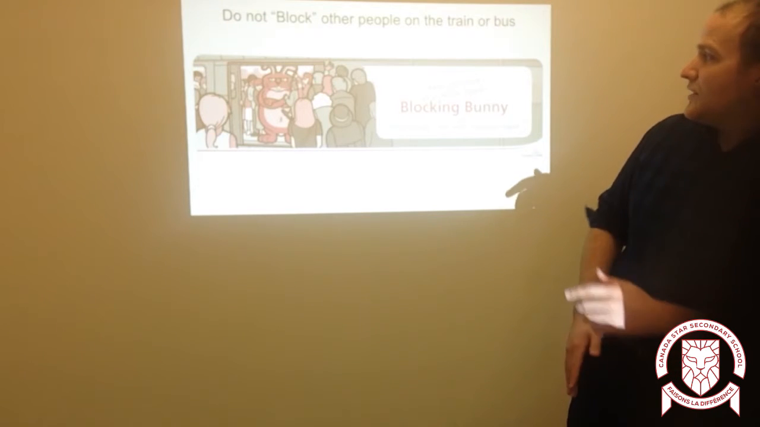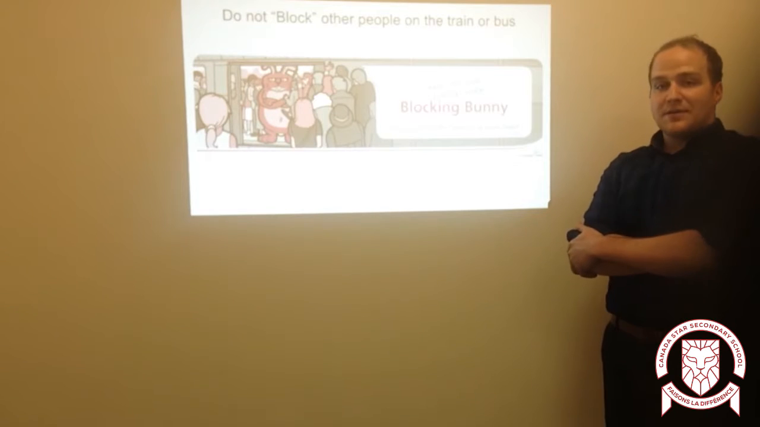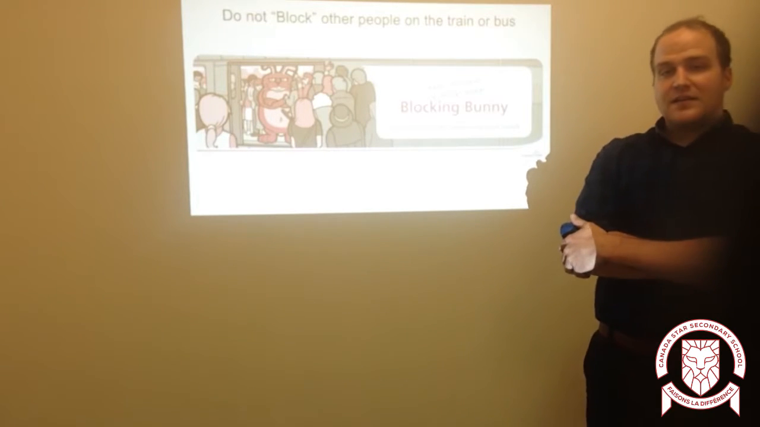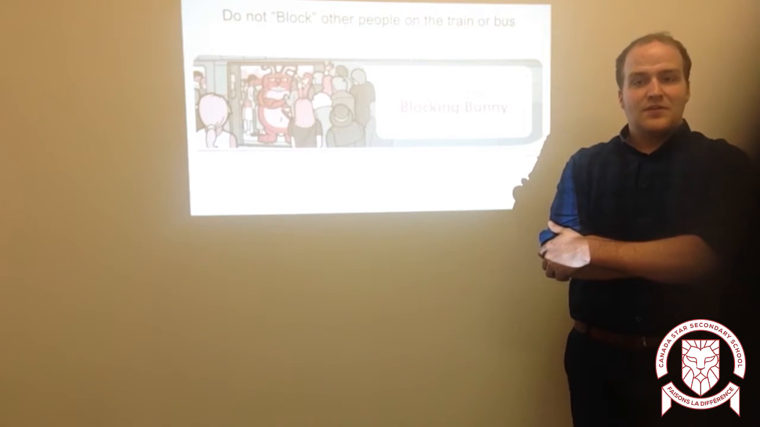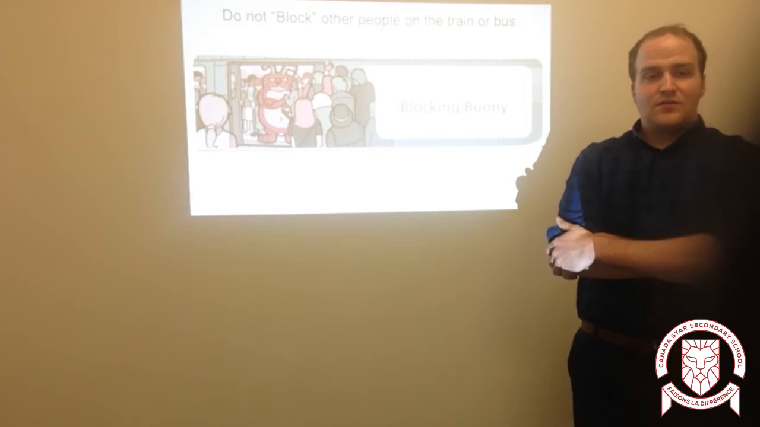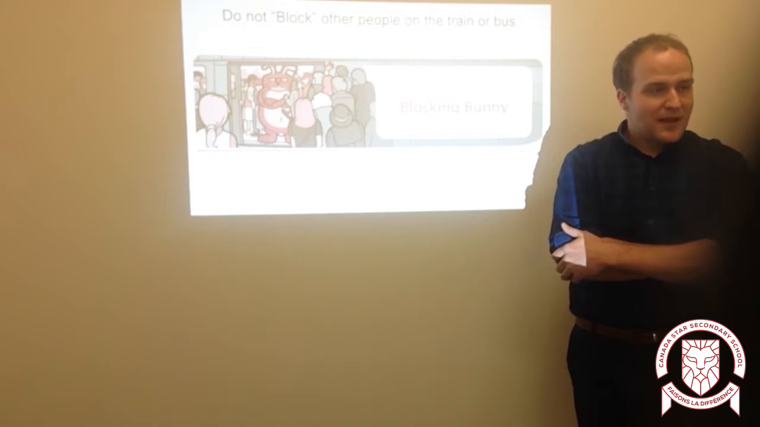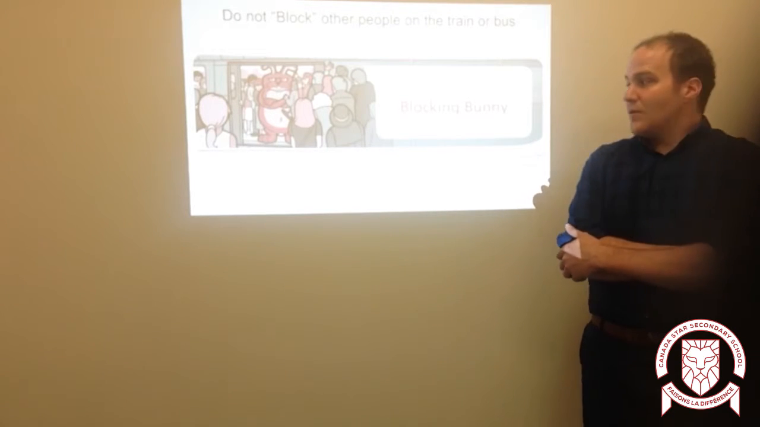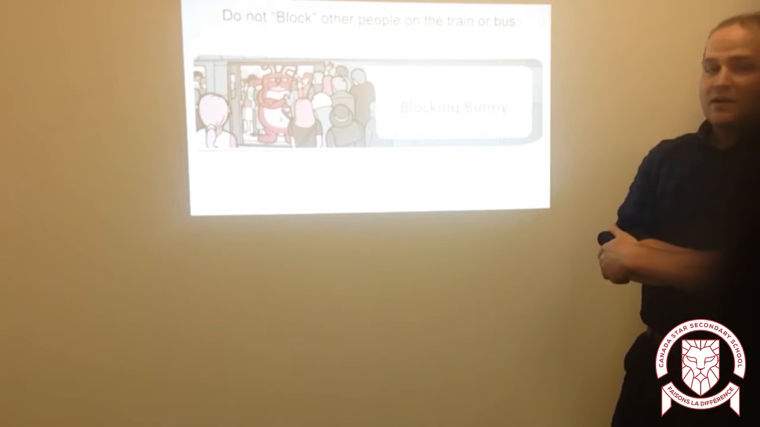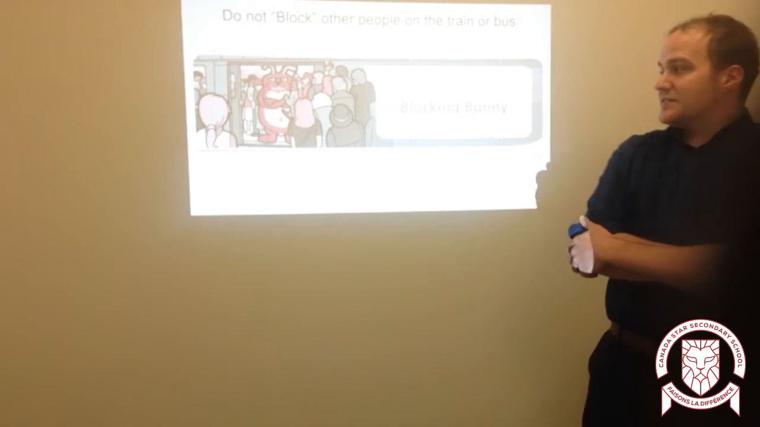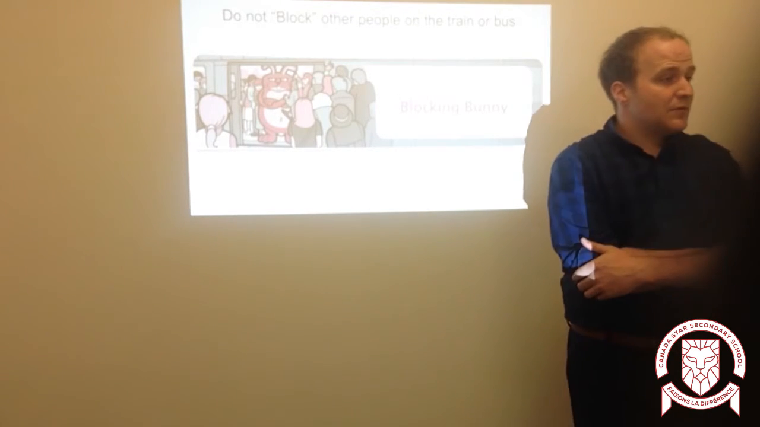So we're going to go through some of the big offenders, the pet peeves. A pet peeve is like a dog that you have, a pet, but it's something you hate, and it's something that you take care of like you do a pet, but you just hate it. That's a pet peeve. So a pet peeve on public transit is being a blocking bunny. And this is somebody who stands in front of the door and doesn't let people get out.